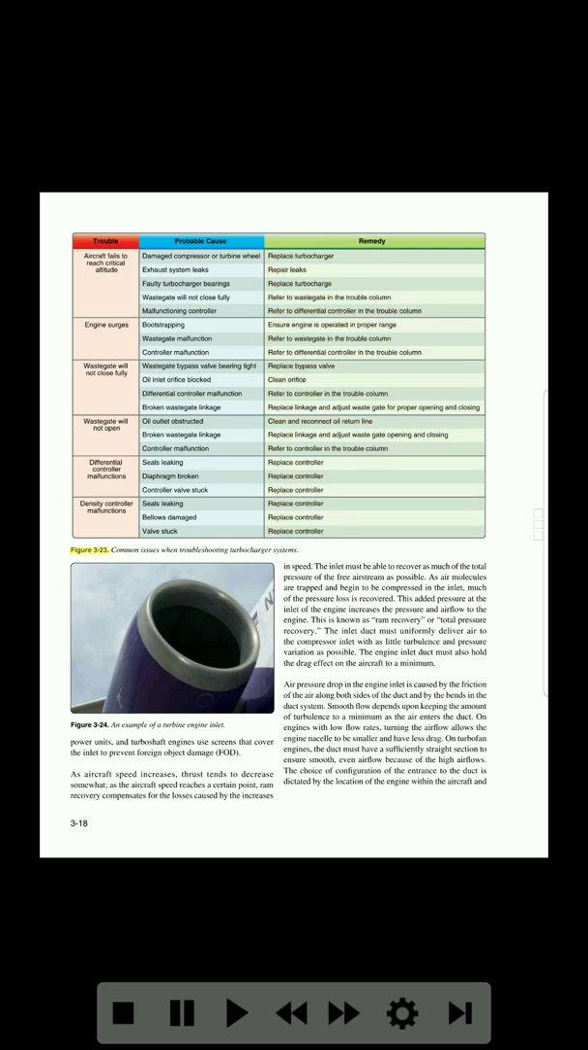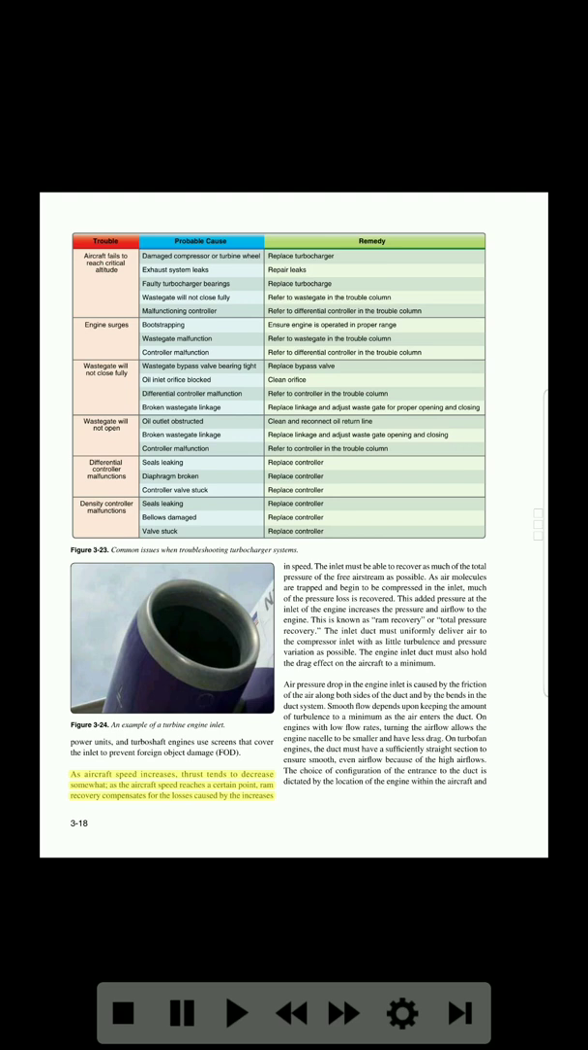Figure 3-23. Common issues when troubleshooting turbocharger systems. Figure 3-24. An example of a turbine engine inlet. Power units and turboshaft engines use screens that cover the inlet to prevent foreign object damage, FOD. As aircraft speed increases, thrust tends to decrease somewhat.